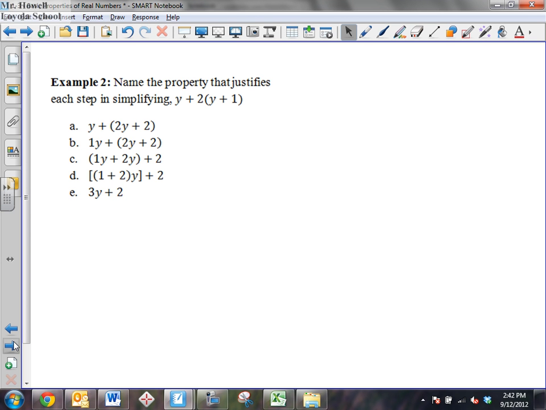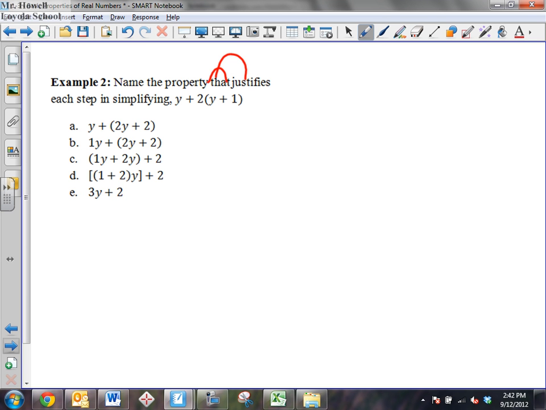So, we're starting with the original one here. To get to part A, which of the properties do we use? Which property do we use to get from our starting point up here to part A, and we're going successively down the line? Distributive, very good, Summer. Again, you're distributing this 2 to both terms, yielding 2y plus 2. Good, that's the first one.